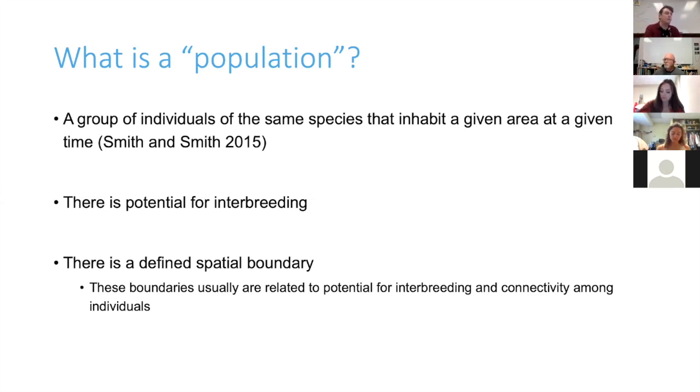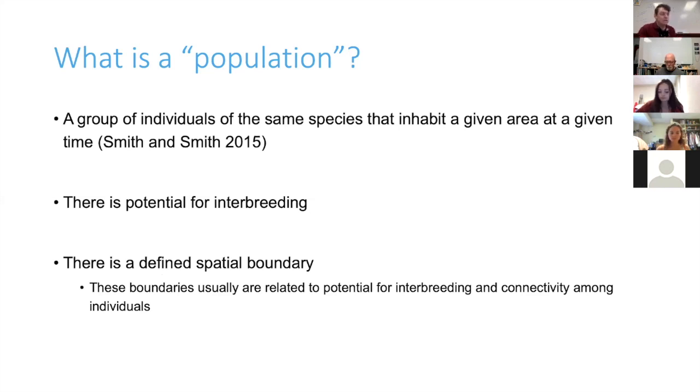But the population is in a given area. So one of the points, the second one down here, is a defined spatial boundary. That's what we mean by an area. And usually those boundaries might correspond to real boundaries in the world, like the shoreline of an island, for example. But really from the perspective of the population that's growing, and not necessarily the scientist who's measuring the population or sampling it, there has to be some potential for interbreeding or genetic connectivity among the individuals.